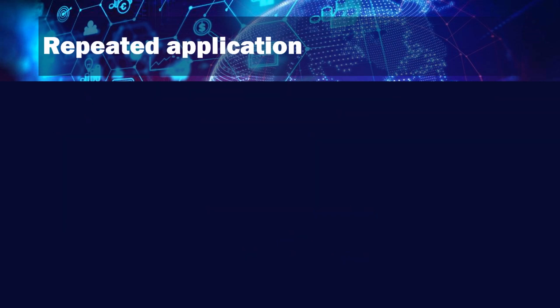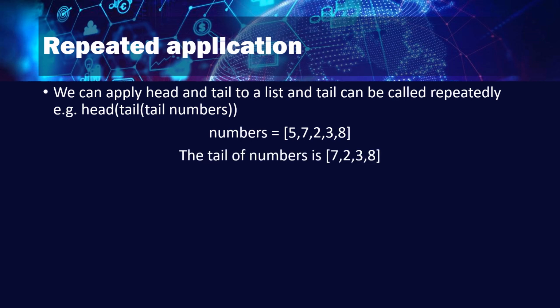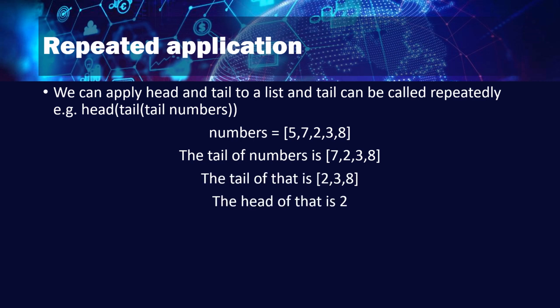We can apply head and tail to a list, and tail can be called repeatedly. For example, the head of the tail of numbers. If numbers is the list 5, 7, 2, 3, 8, then the tail of numbers is the list 7, 2, 3, 8, and the tail of that is the list 2, 3, 8, and the head of that is 2. So the head of the tail of numbers is 2.